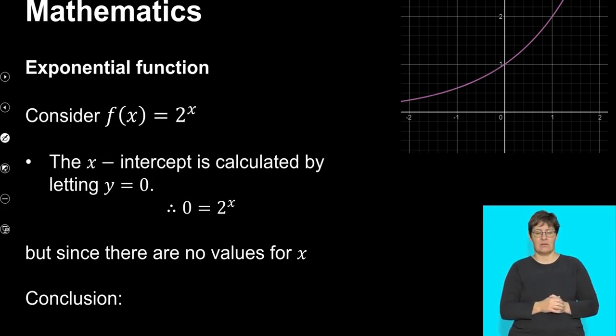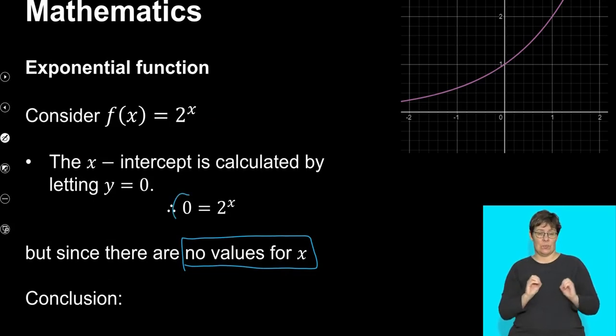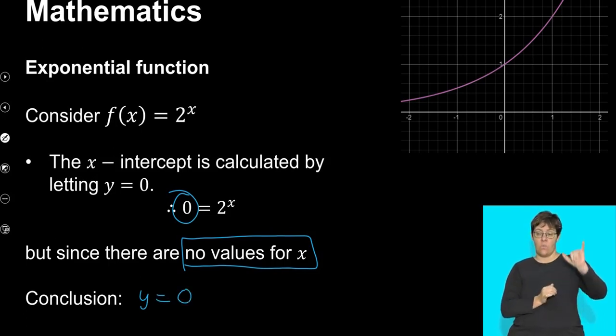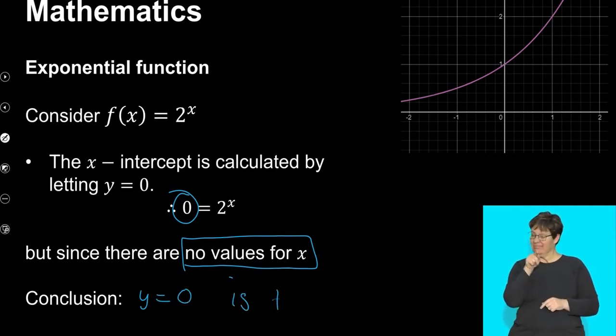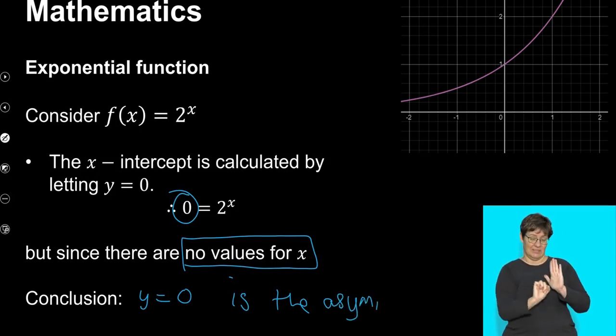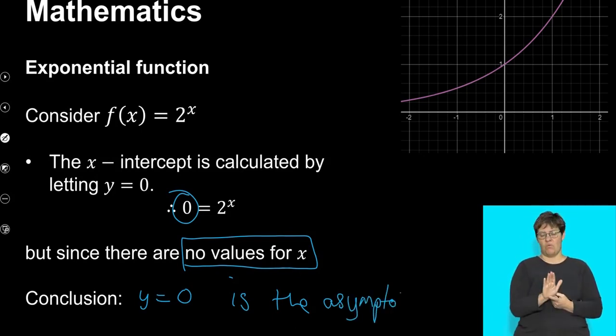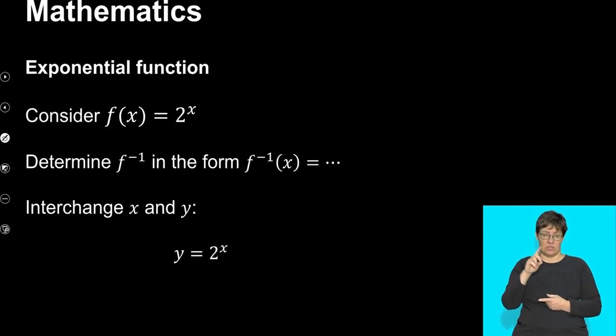So since we know that there are no values for x when y is 0, we conclude that y is equal to 0 is the asymptote of the graph. Remember I did show you this when we were drawing the horizontal line and claiming that it is an asymptote. Now, we need to determine the inverse function of this graph.